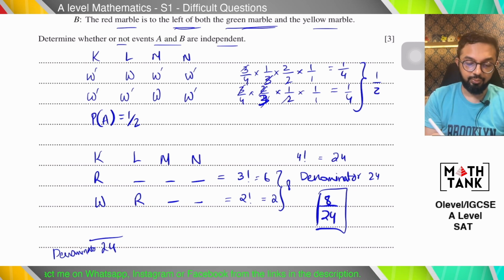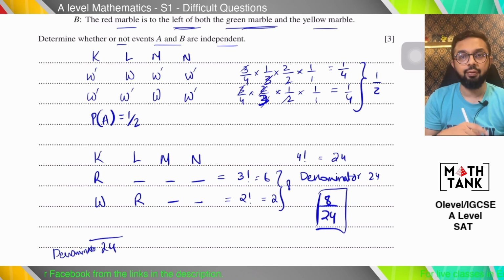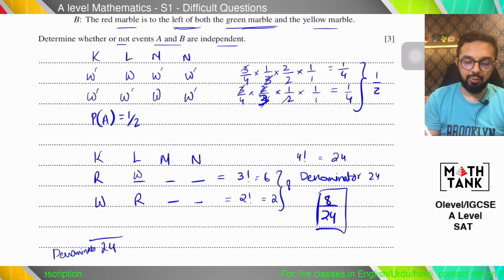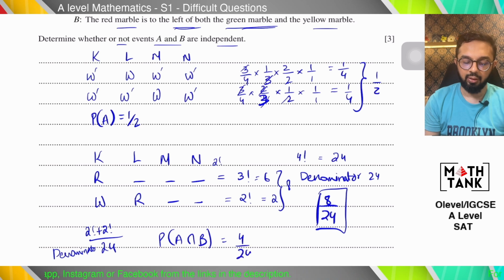And it also fits the other criteria that red is to the left. Why? Because an intersection means both. So if white was here, that would be 2 factorial arrangements. If white was here, that would again be 2 factorial arrangements. So that means that there are a total of 2 factorial plus 2 factorial arrangements for A intersection B. That's 4 out of 24.